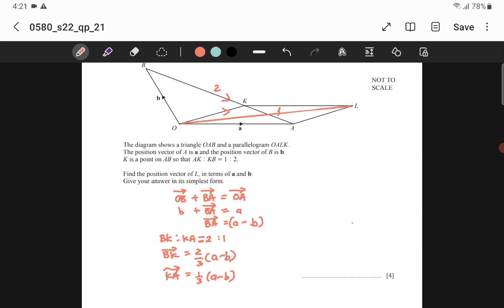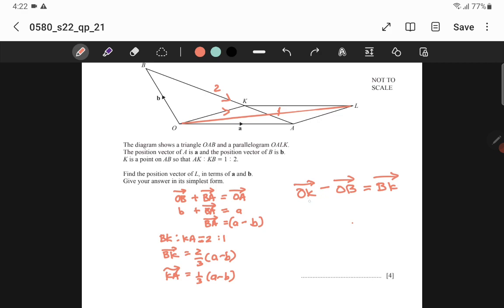This one is the opposite one, because actually the B here should go like this, positive, right? So this one is negative. So I will say OK minus OB, wait, let me think. OK minus OB is equal to BK. Because if it were addition, the B should go in this direction, but this one is the opposite one. So minus OB and then plus OK is equal to BK. Okay, I think it's correct.